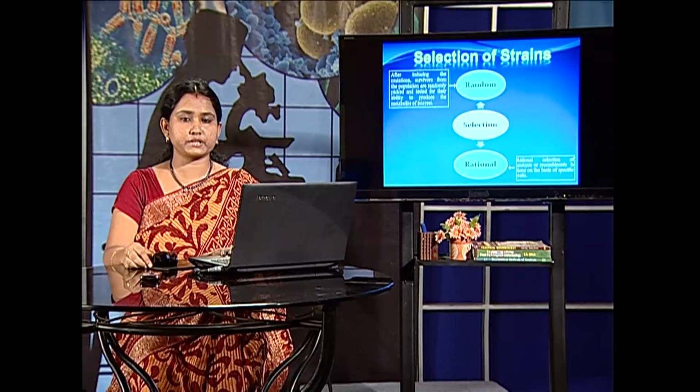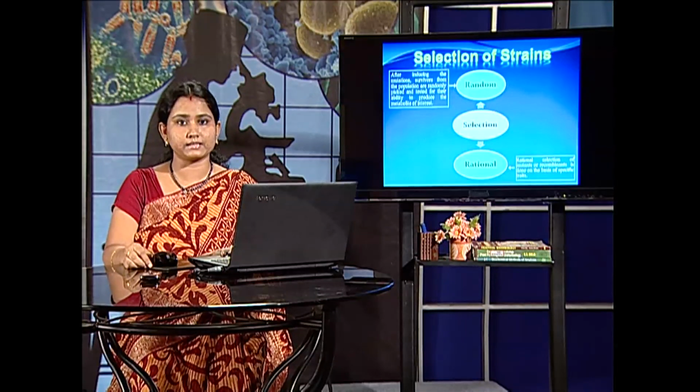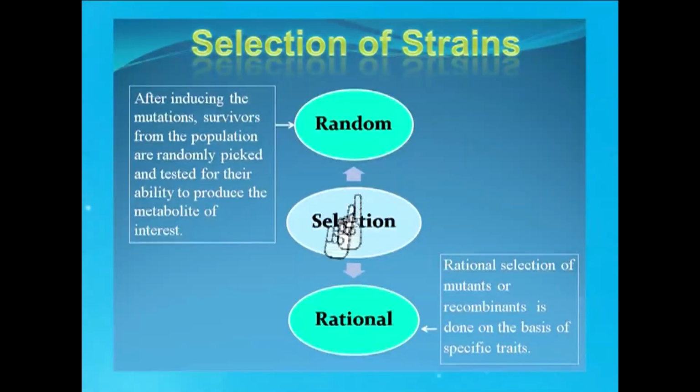Next we come to selection of strains. After doing all these mutations and recombinations and rDT, one is required to select the strain of interest. And selection of strains is done by two methods. One is random, another one is rational. In the random method, after inducing the mutations, the survivors from the populations are randomly picked and then they are tested for the ability to produce the metabolite of interest. And in the rational process, the selection is done on the basis of the specific traits of the cell.